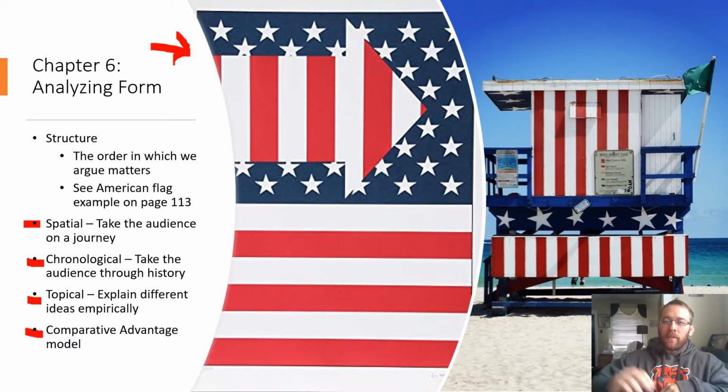With comparative advantage, you say, here's the problem that we're trying to solve. Here's my opponent's solution, and now here is my solution. And what this accomplishes is two things. Number one, when you tell the audience, here's the problem and here's my opponent's solution, you're letting the audience know that you understand the totality of the issue at hand, right? You're not just cherry picking things from things that you already agree with.